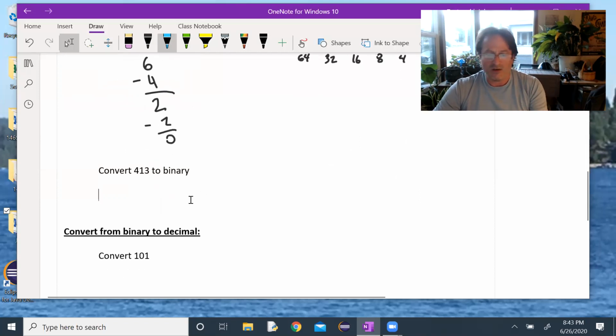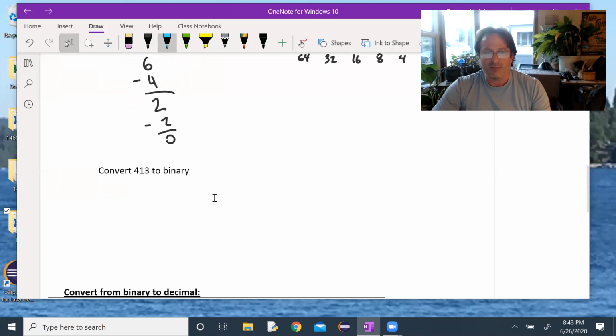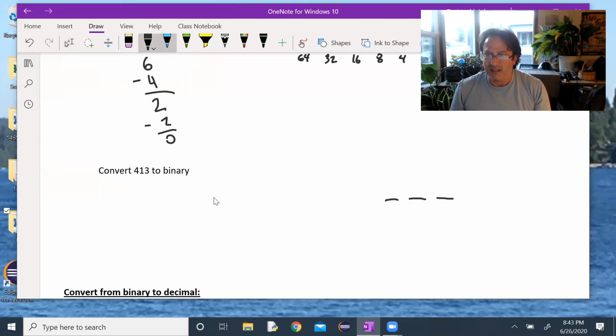You just need to go to higher powers of 2, but powers of 2 are not hard to figure out because you just keep multiplying by 2. So we start at 1. I'm just going to put some blanks in here, make it easier for myself.